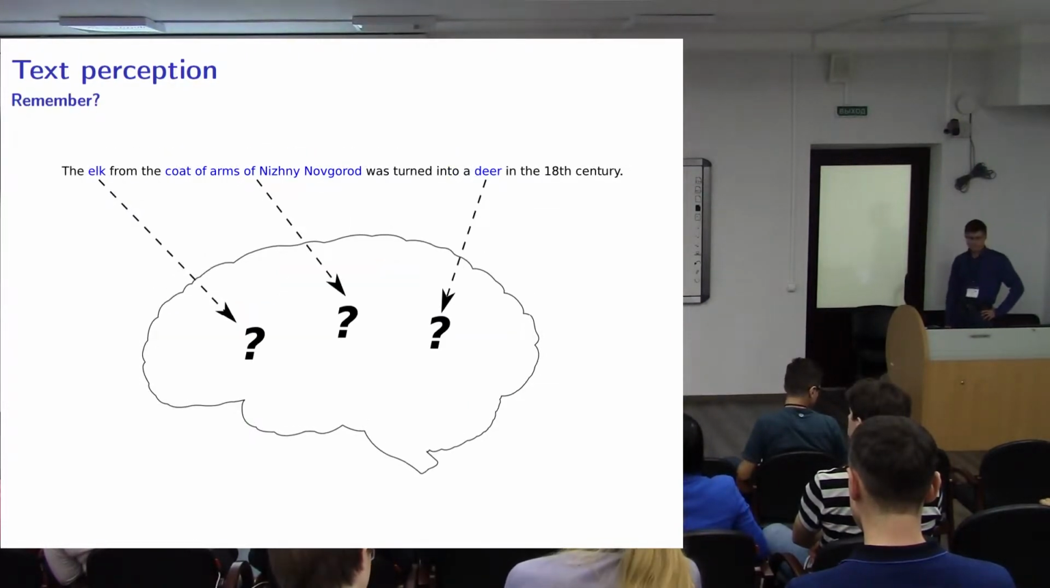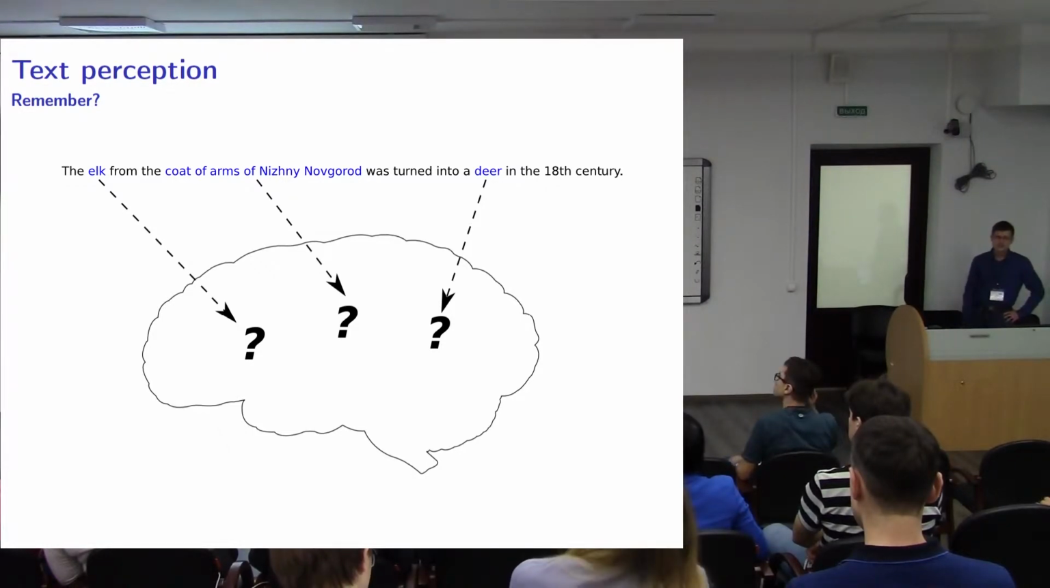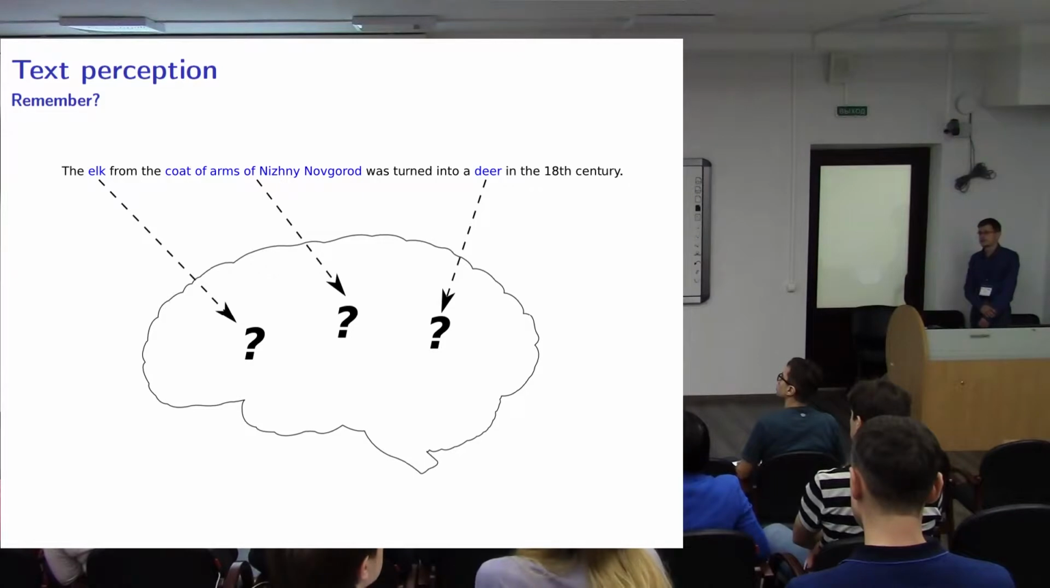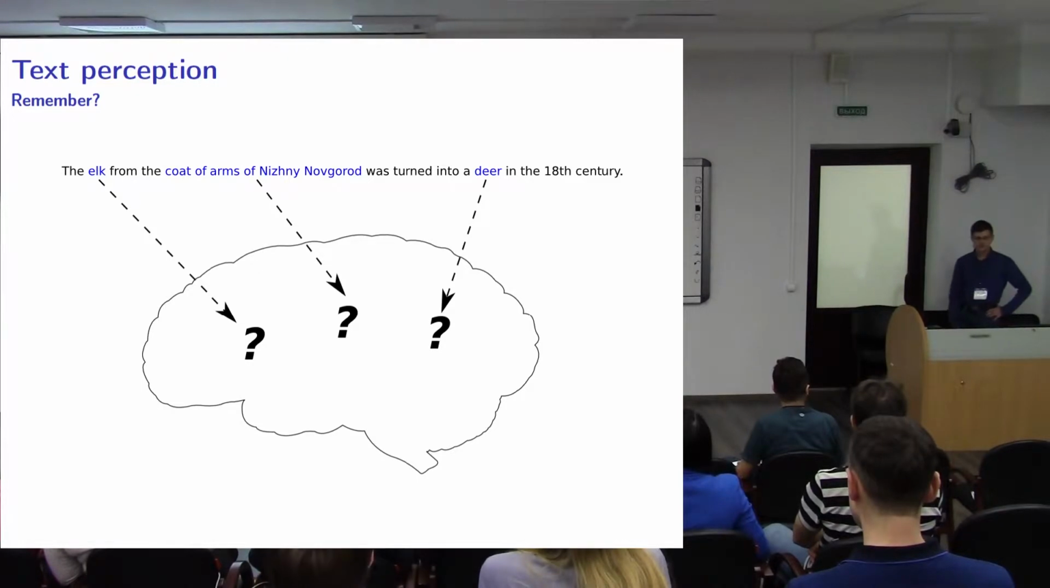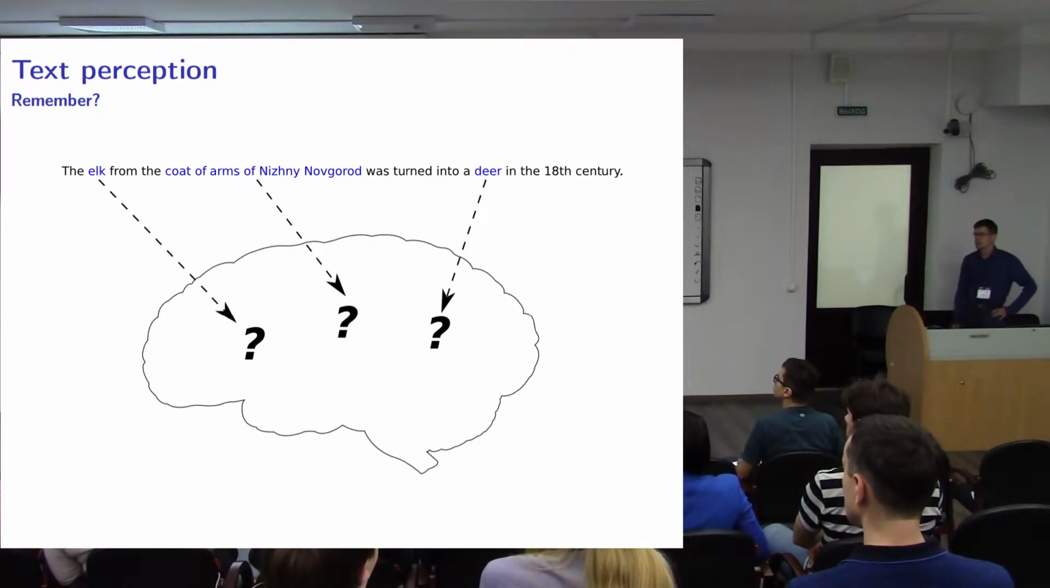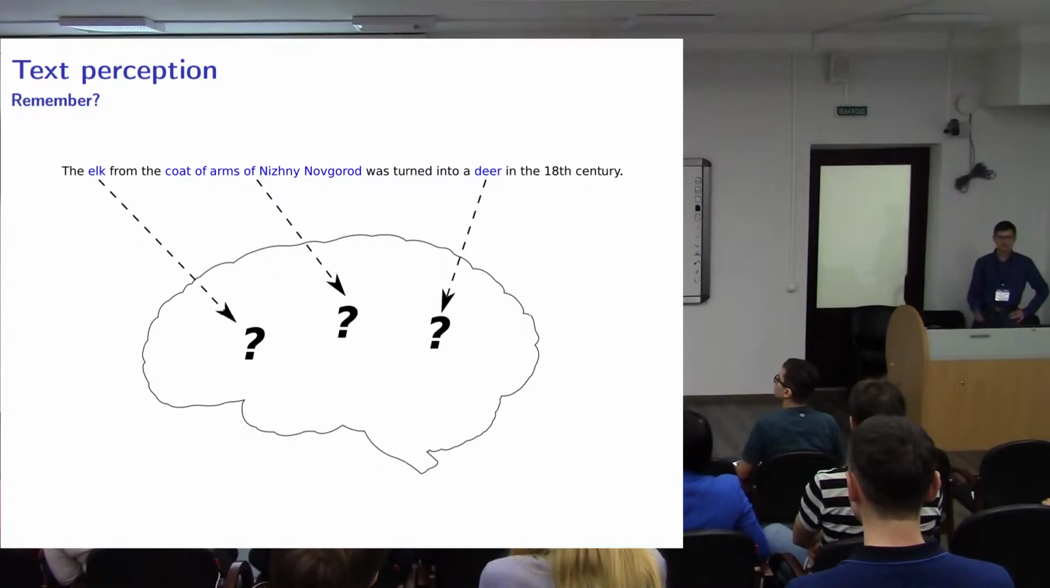Here is a small example. This is some sentence about the coat of arms of Nizhny Novgorod and the animals which are depicted here. I don't think that many people can right now clearly remember how the coat of arms of Nizhny Novgorod looks like, and can remember the minor differences in appearance of these animals. So, yeah, you can perceive this text somehow, but not very clearly, as well as the man who remembers all these entities.